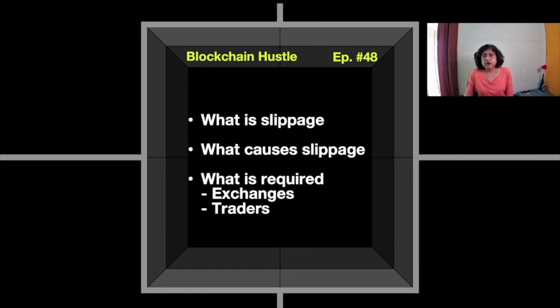Now, the first one for the traders is to trade incrementally. So you do not use market orders when you're placing large volume trades. If you have a large volume trade, you split it up into smaller lots and you trade them over a period of time. So this would reduce the impact of the order on the market and would in turn reduce your slippage.